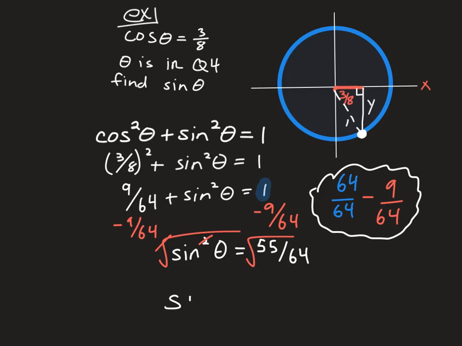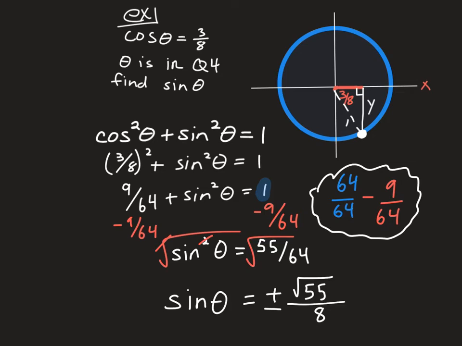Now I have the sine of theta is equal to, when I take the square root of both sides, that's going to leave me with a plus or minus. And I'm taking the square root of 55 over 64. So the square root of 55 is, well, I don't really know, root 55, because it's not a perfect square. The square root of 64 is 8.